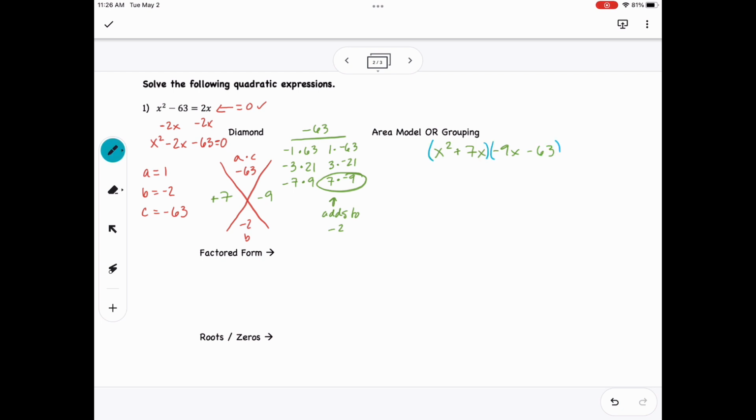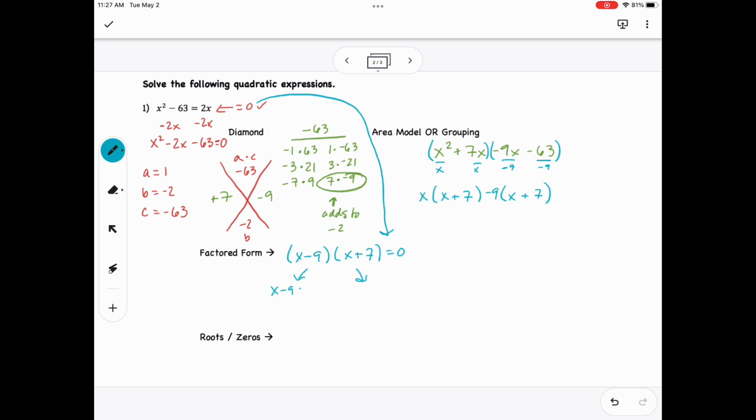And then grouping them, so the first two and the second two. Remember to divide out their greatest common factor. In the first two, we have an x in common. In the second two, we have a negative 9 in common. So then that leaves us with x plus 7. Remember that the stuff inside the parentheses, the leftovers, need to be the same for both. So for factored form, that's what we've done previously.